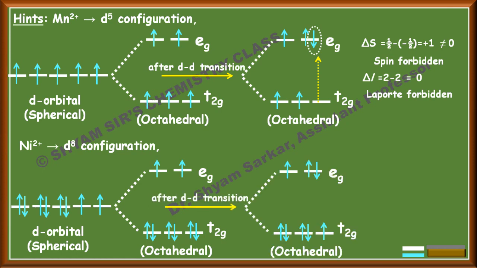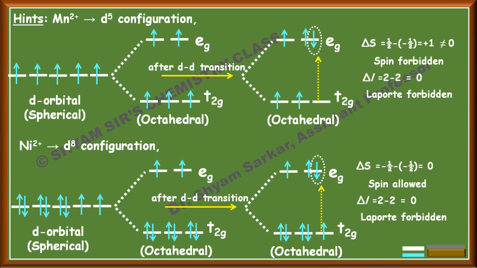And if you see the second complex, here the transition occurs from T2g to Eg, and here the spin is allowed, because if you see the delta S value, delta S value is becoming 0, that means spin allowed. So this is a spin allowed transition for the second complex. And if you see the Laporte selection rule, this is a D to D transition, and similarly a D to D transition is not allowed, this is Laporte forbidden.